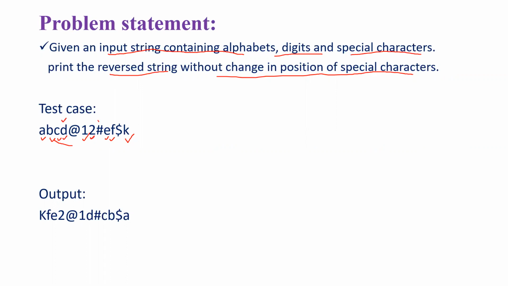For a hash no need to change. For E you need to replace it with C, and for F you need to replace it with B, and for dollar you need to keep it as it is because it is a special character. Now for K you need to replace it with A. In this way you need to do the replacement so that you will get the final output. Okay, now let me show you how to do this.